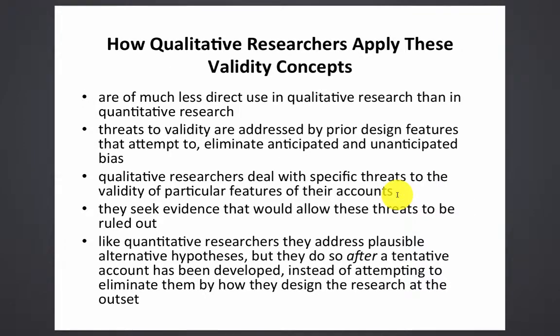So how do qualitative researchers apply these concepts to their research and in evaluating other people's research, other qualitative research? Well, they do it in a much less direct way. Essentially, every account is unique and it brings its own questions about trustworthiness and what needs to be focused on in terms of validity. And so as you're developing a study, you're going to try to design your methods so that you eliminate these anticipated and even unanticipated biases, like in terms of descriptive validity and inferential validity.